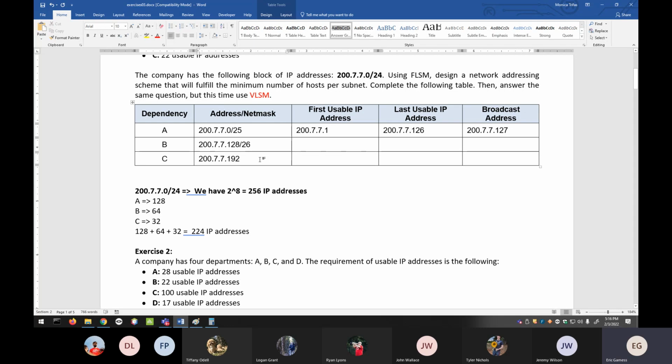Okay, let's keep doing B. So of course, the first valid IP address is one IP address after this one. So it will be 129. What is the broadcast address? How do I get the broadcast address? So if the next network starts in 192, the previous network, which is the network of B, has to end in 191.